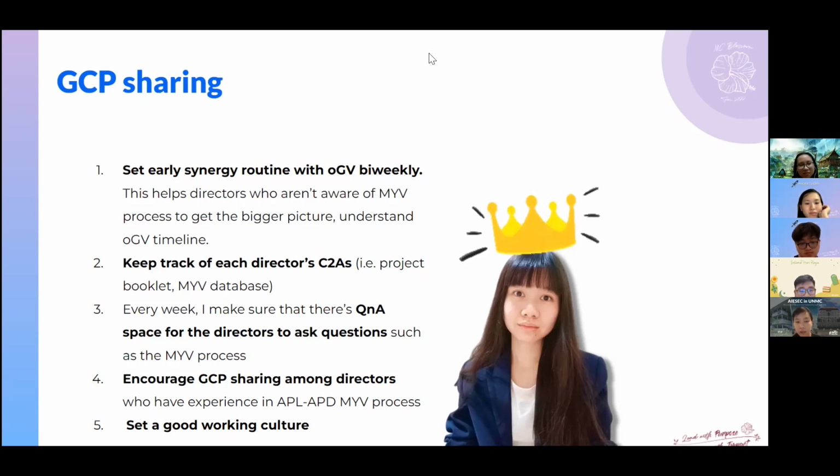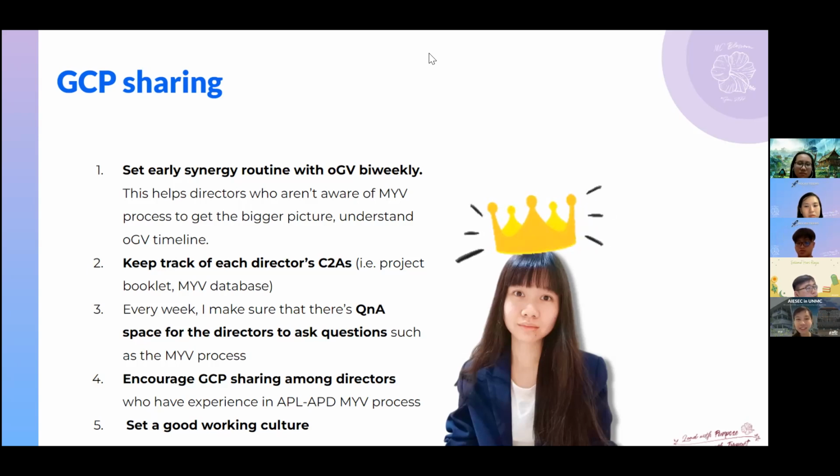And yeah, one more: one of my directors had a good experience in how to convert APL to APD quite quickly. So she shared some of her GCPs with other project directors who haven't had experience on this, and they could copy what she was doing. And finally, basically, set a good working culture.